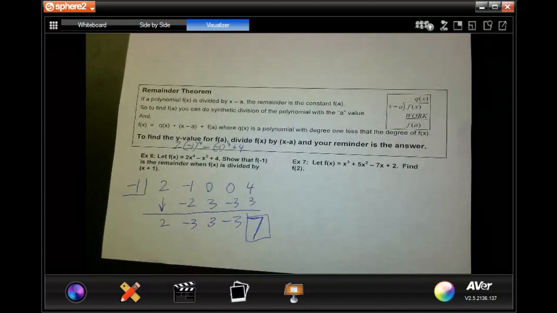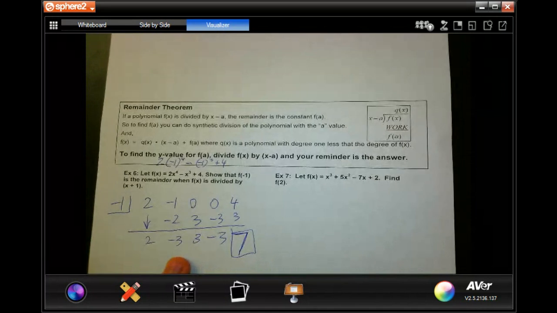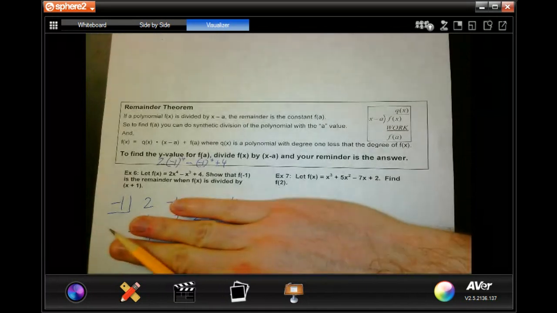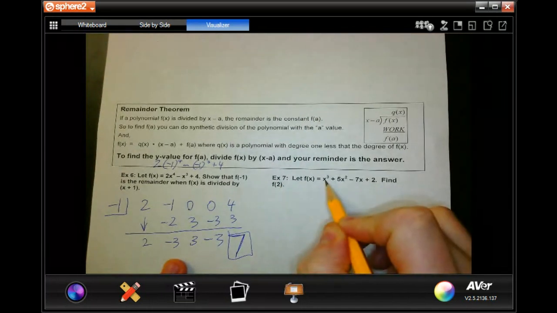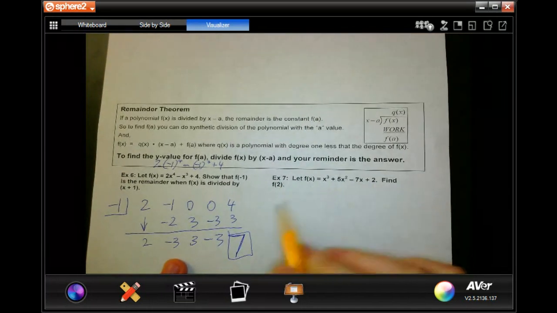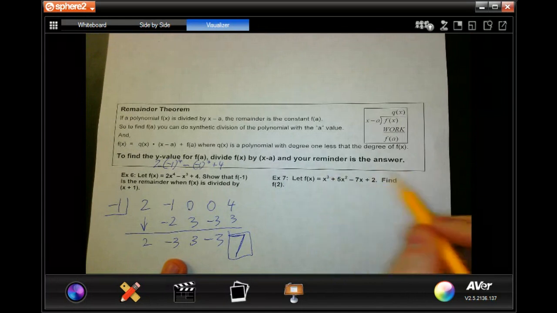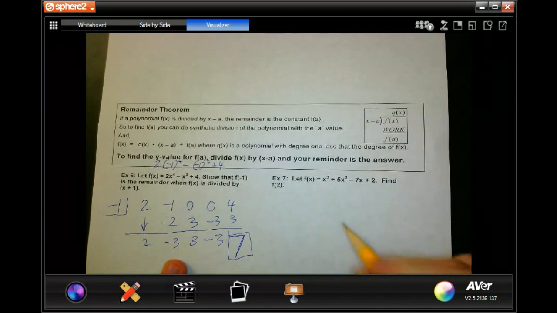Okay, example 7. Here's what I want you to do first. All right, let's cut to the chase. Pretend you're in Algebra 1. Forget synthetic division or anything. I want you to plug 2 in for x here. What do you get? Put it above the problem. Go.